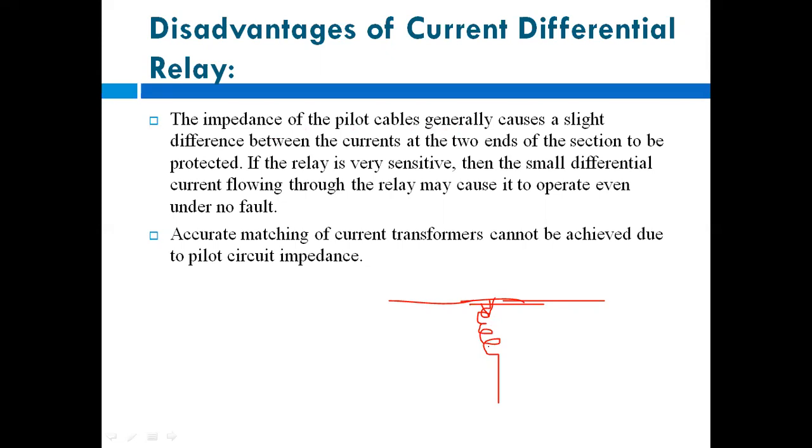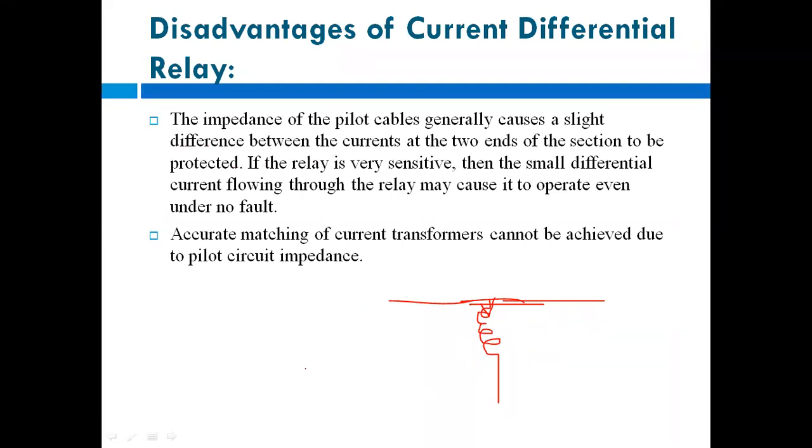So the current between the two lines, meaning the two sides, will be considered here. Whatever current flows through this pilot wire, your relay will immediately start operating. It depends upon the impedance. At which value your relay should operate depends upon the impedance.